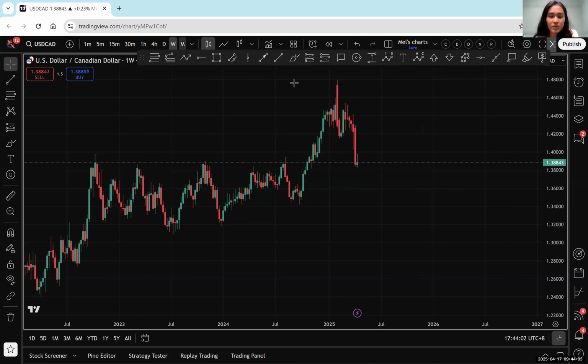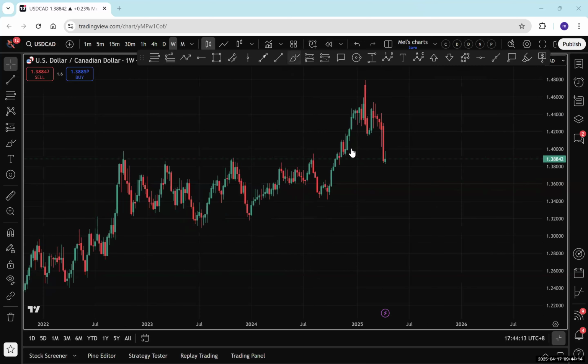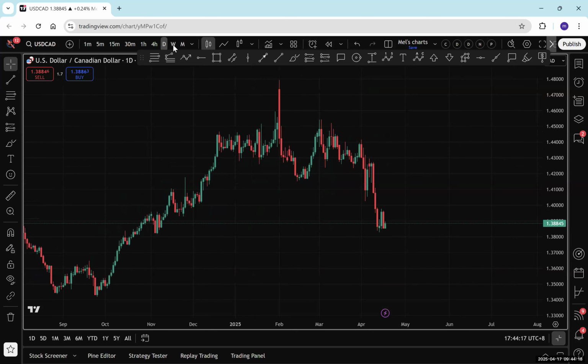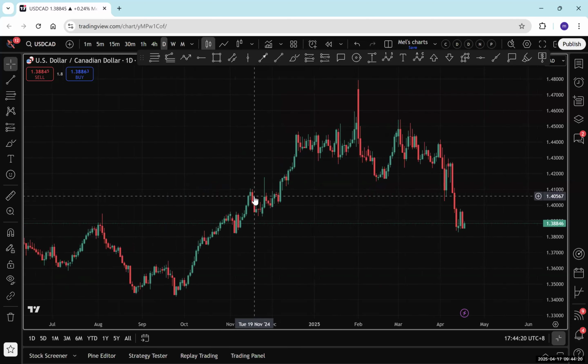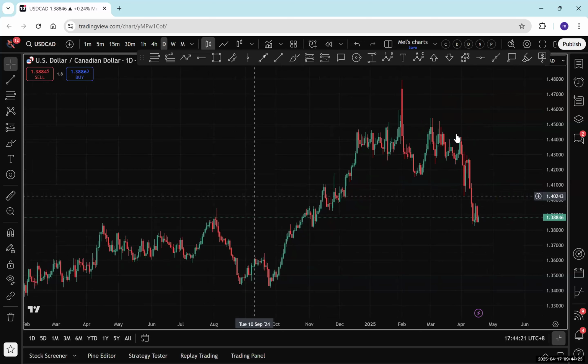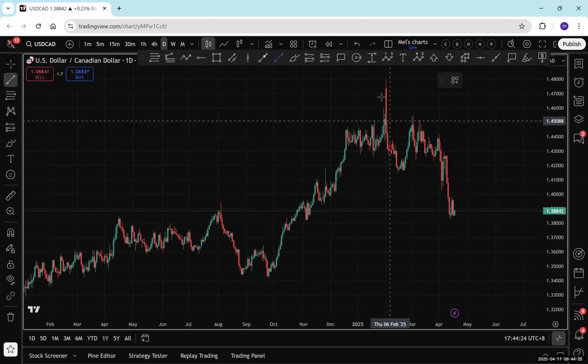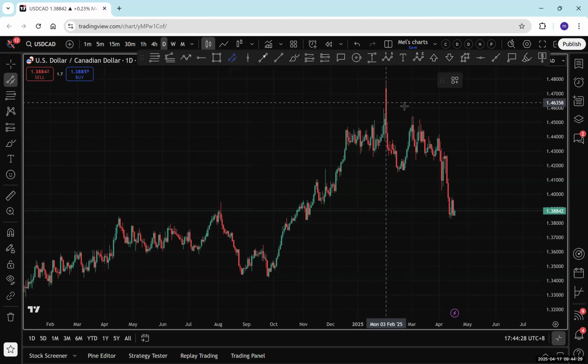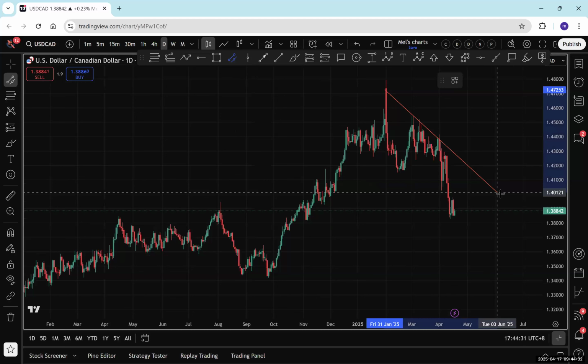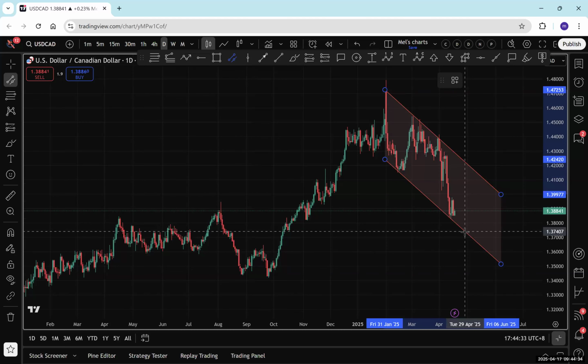So on our weekly time frame, oh, it's still laggy. Okay, let me switch it off. Okay, on our weekly time frame, we have prices generally dropping. On our daily time frame, generally in a downtrend as well. I think we might even have a descending trend channel.